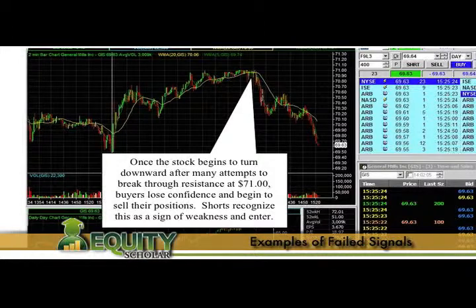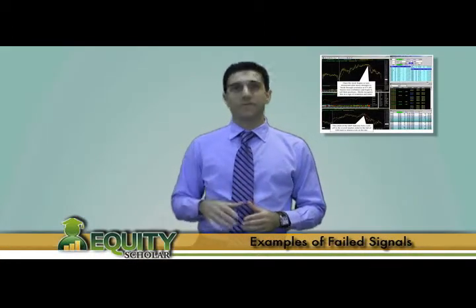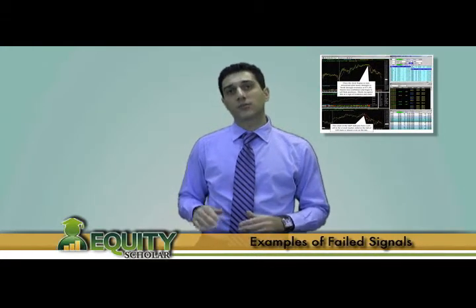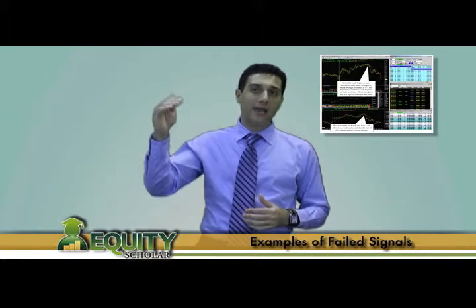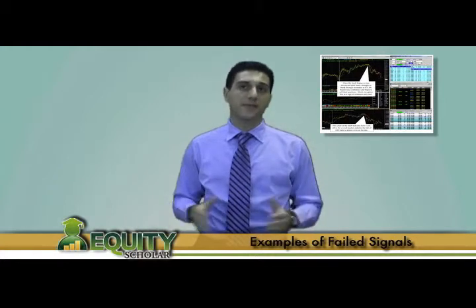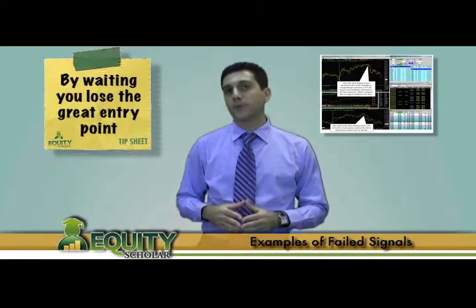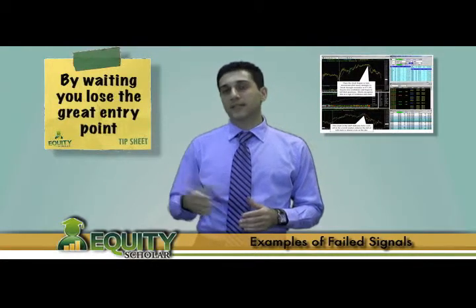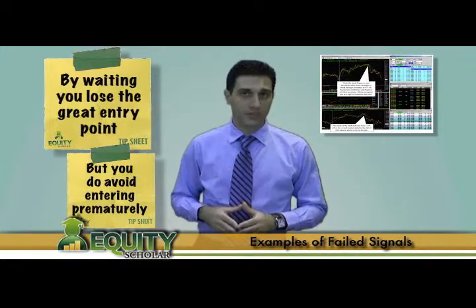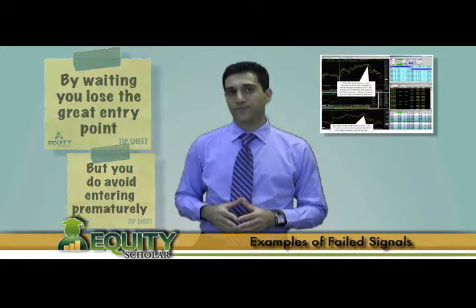Now, unlike with the example we're about to see, this type of failed signal can easily be avoided by simply waiting for the stock to officially print a price higher than the level, indicating that the seller has been successfully eliminated. Obviously, by waiting for a break, you forego the great entry point and instead must chase a little to enter. But you do in turn avoid entering prematurely. So there is definitely a little give and take in this situation.